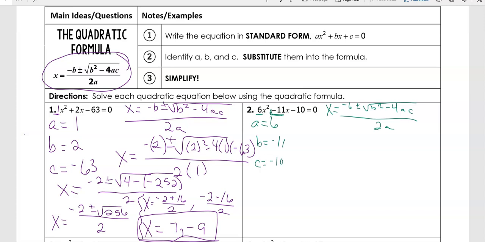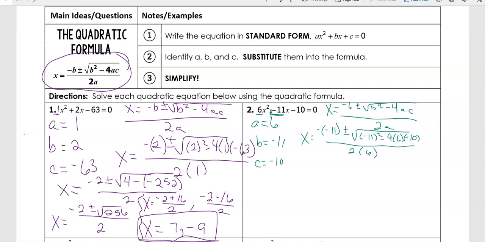So now we're going to substitute those numbers into our formula. So x equals the opposite of negative 11 plus or minus the square root of negative 11 squared minus 4 times 6 times negative 10, all of that over 2 times 6. This one's a little bit more difficult because we have a coefficient for a.